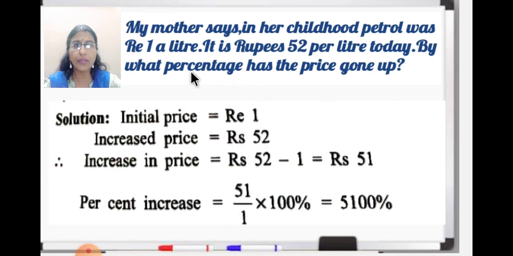Now what is the question? You have to find out percentage increase. How much percentage has increased? So percent increase we have to find out, that is equal to, we will first write increase in price, that will be in the numerator, and upon the initial price. Initially it was just rupee 1. So upon 1 into, as you have to convert it into percent, so you have to write 100%. And then we'll reduce it. Here 51 divided by 1 is 51 only. 51 into 100 will be 5100%.